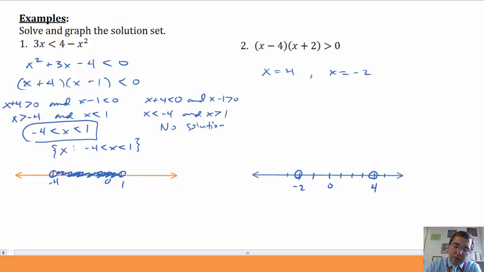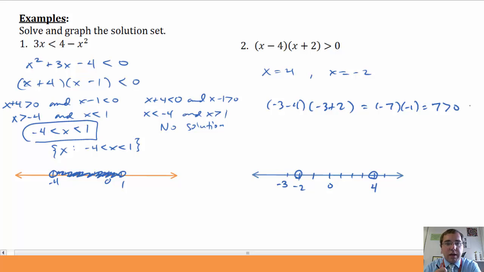So if I pick negative 3, and I plug in negative 3 for x, I'll have negative 3 minus 4 times negative 3 plus 2. Negative 3 minus 4 is negative 7. Negative 3 plus 2 is negative 1. And negative 7 times negative 1 is positive 7, which is greater than 0. And that's good. I wanted it to be positive. So anything to the left of negative 2 is going to lead to a positive number.